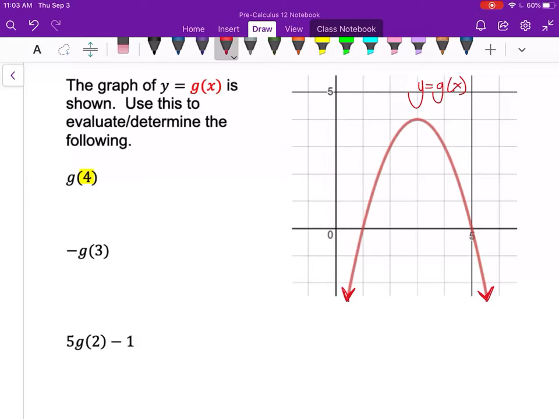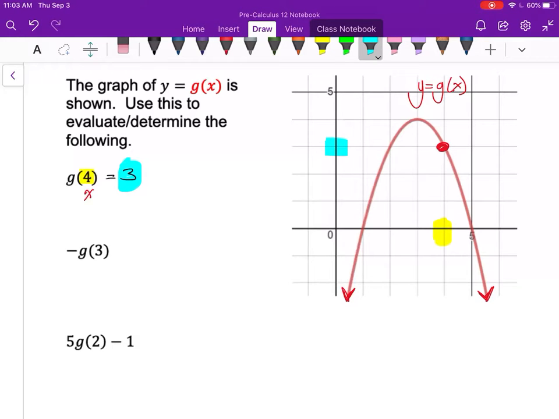Well, don't forget, that 4 that I've highlighted is the input. That's my x. And this means if x is 4, what is y? What is the output? Well, I can just look at my graph and see, okay, where is x 4? That's right here. So at this point right here, that's where my function g has an x coordinate of 4. So what's the output? What's the y coordinate? I can see that's 3. So there we go. I'm done. When x is 4, y is 3. When x is 4, g is 3. Or when the input is 4, the output is 3.